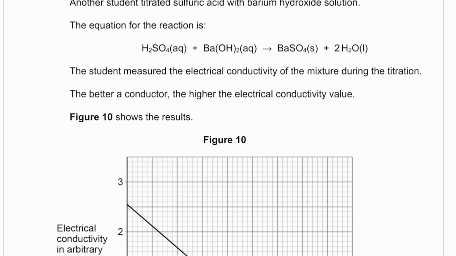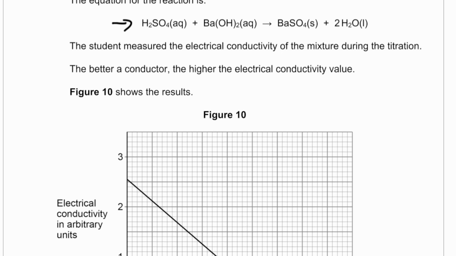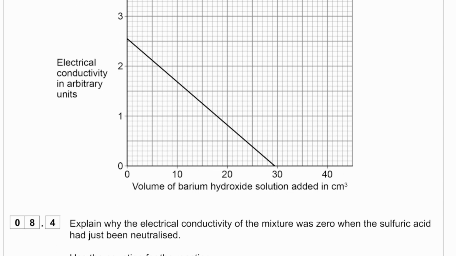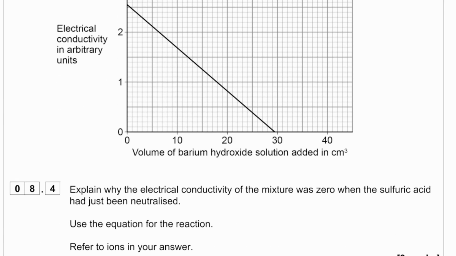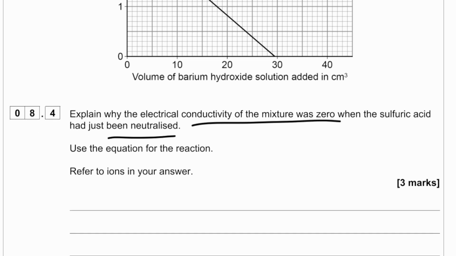Another student titrated sulfuric acid with barium hydroxide solution. The equation for the reaction is this. The student measured the electrical conductivity of the mixture during the titration. The better the conductor, the higher the electrical conductivity value. And figure 10 shows the results. Explain why the electrical conductivity of the mixture was 0 when the sulfuric acid has just been neutralized. So it's just been neutralized. Why would the conductivity be 0? Refer to ions in your answer.